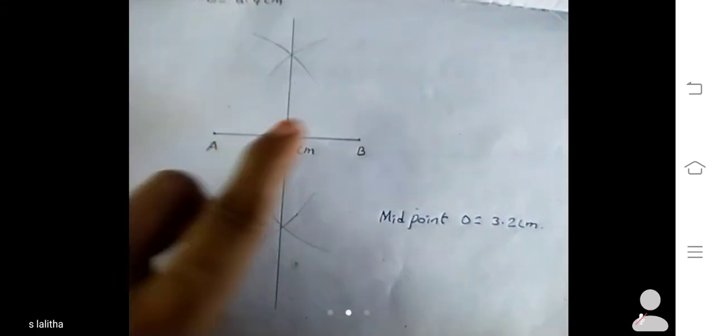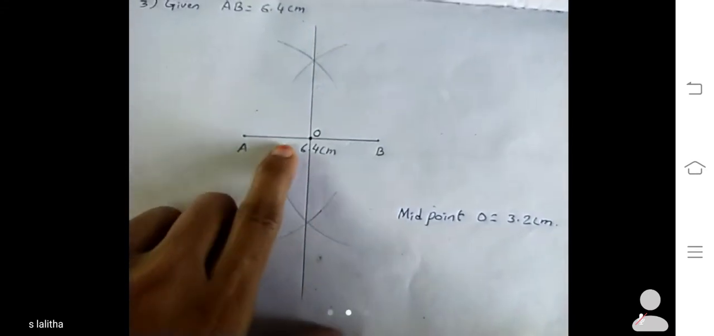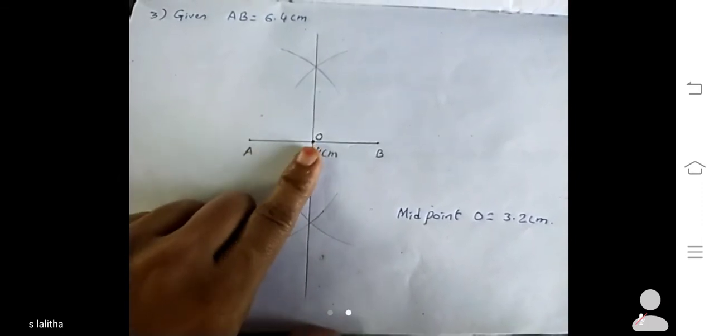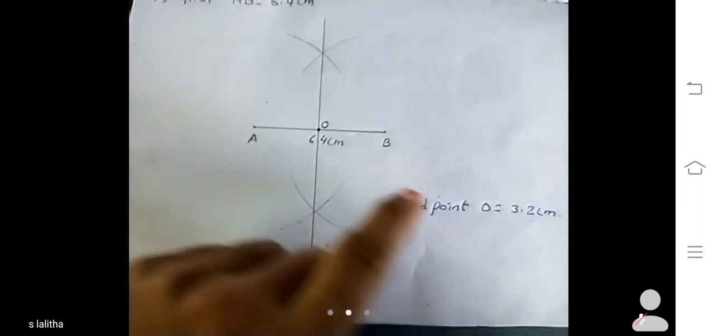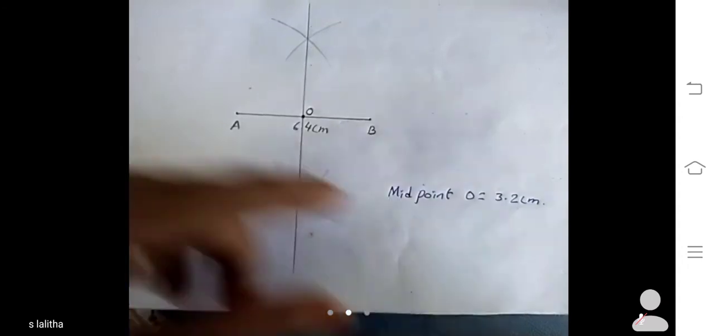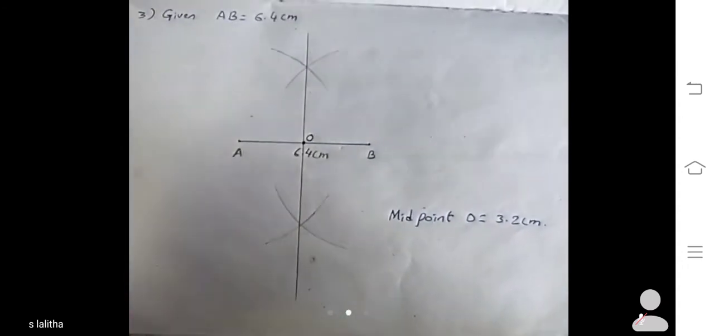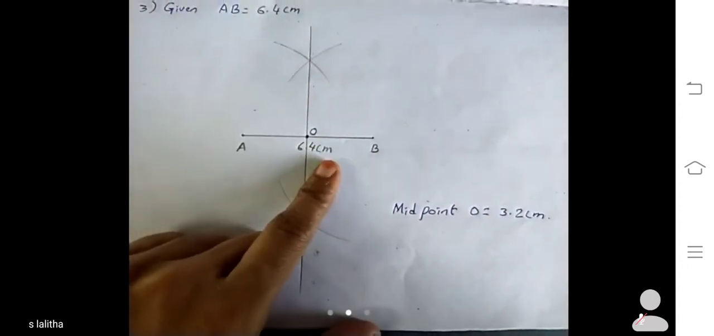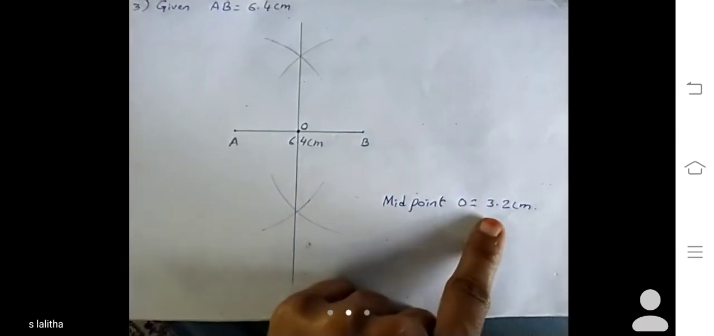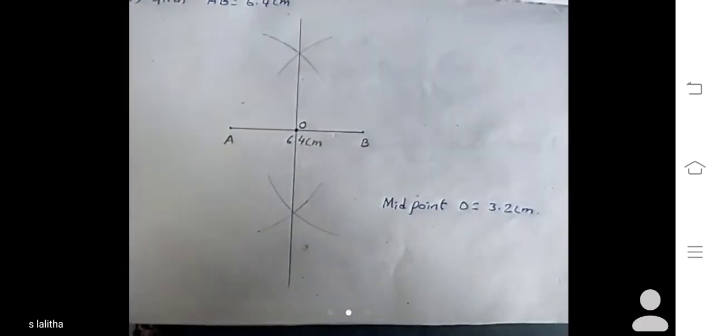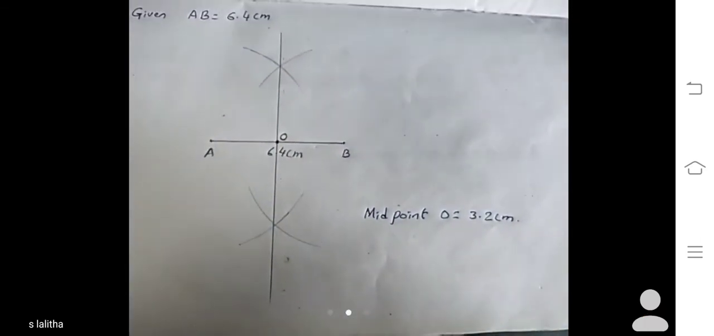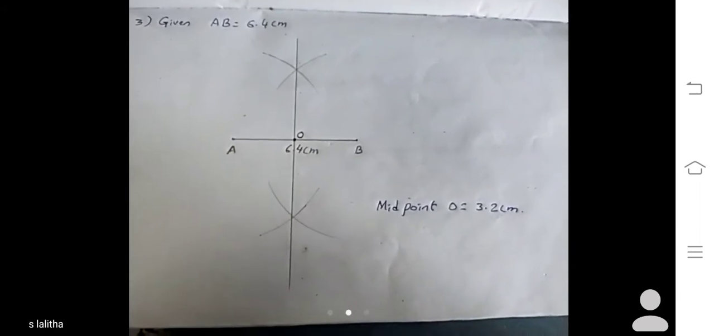Now you have to measure the midpoint with scale. How many centimeters will you get? 3.2. So midpoint O is equal to 3.2 centimeters. So 6.4 centimeters by 2, how much? 3.2 you will get. We will get 3.2 centimeters midpoint. Did you understand, ma? Okay, draw.